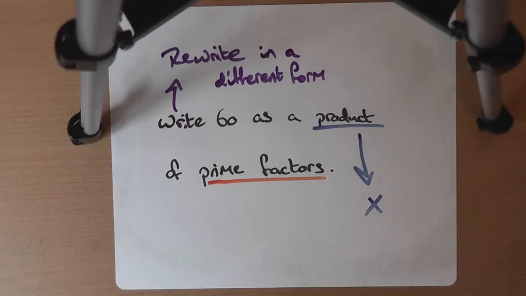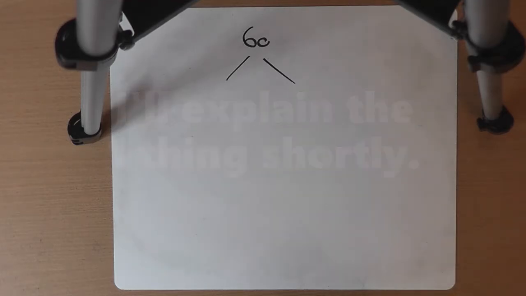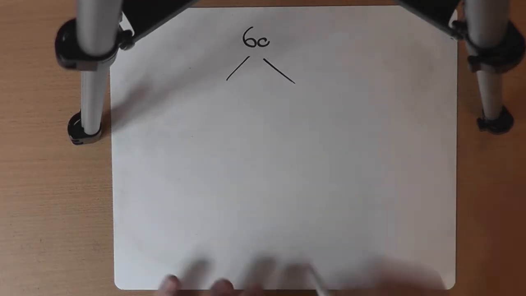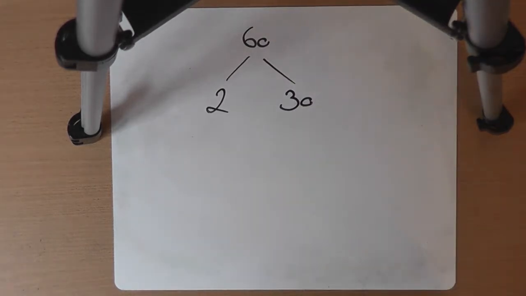So we're going to start with the 60. And I'm going to have two branches coming off the 60. At the end of these two lines, I am going to write down two numbers, any two numbers that times together to make 60, with the exception that I can't write down 1. There are lots of different options for this. I'm going to choose 2 and 30. They have to be a pair, but any pair will do.